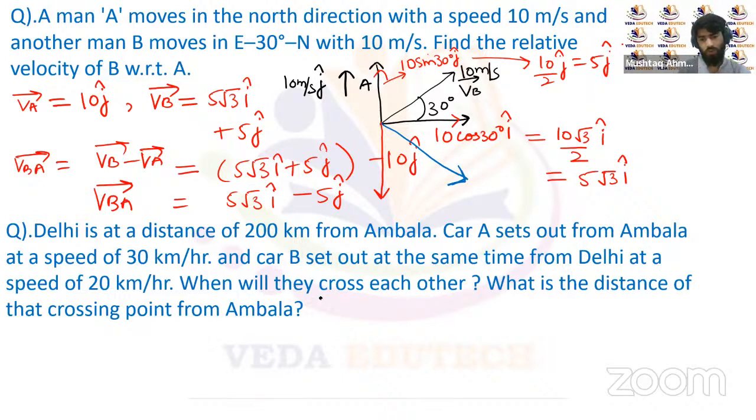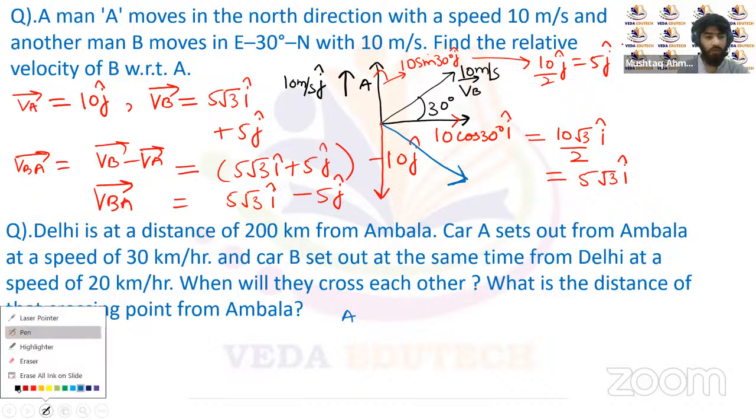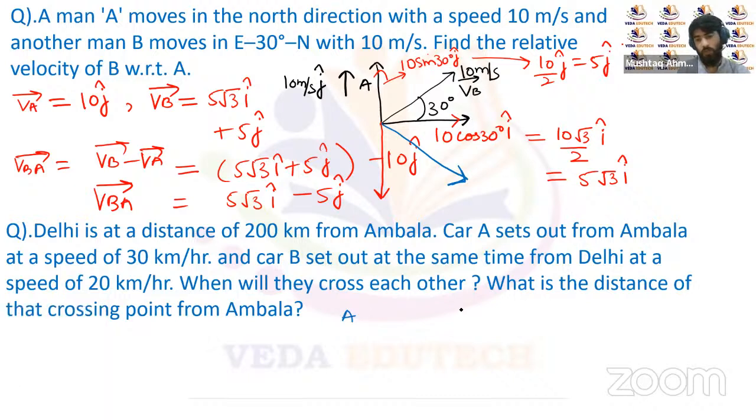So we have two cars, car A and another car B, moving in the opposite direction, right? The car A has been given with a speed of 30 kilometer per hour, and the speed of car B is 20 kilometer per hour.